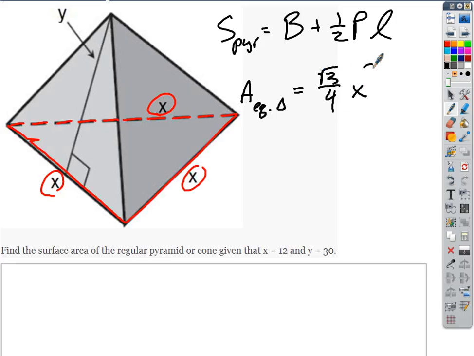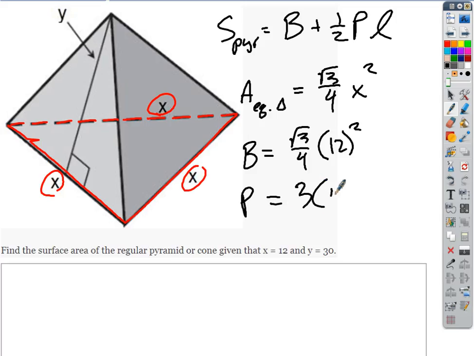Side length is 12. So in this case, we get B equals square root of 3 over 4 times 12 squared. That's just a number I can get on my calculator. Now, what's the perimeter of the base going to be? That's always really easy. Perimeter is a piece of cake. I've got 3 sides and they're all x, right? So it's just going to be 3 times x, which is 3 times 12. So 36, right? Okay, so now we can just plug this stuff into our calculator and we're done.